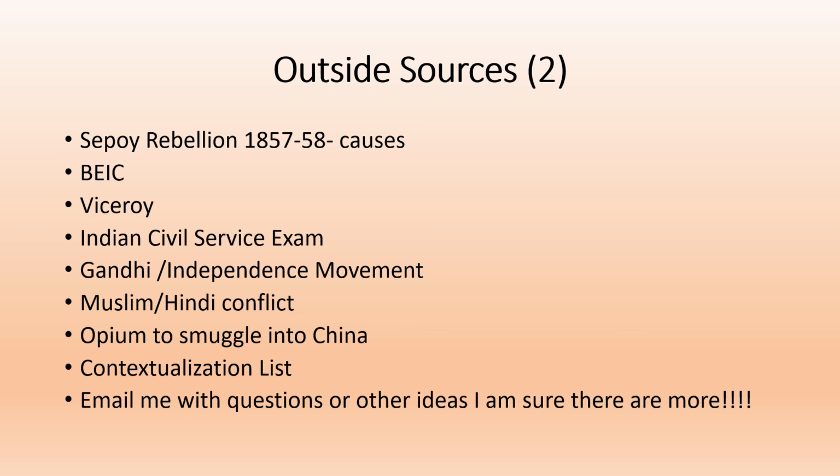So it is possible with outside source to go outside the timeline, to go past 1900 if you wanted. That's where Gandhi, the independence movement, and the Hindu-Muslim conflict come in. You could go past that, or go a little bit beyond, like opium, because India was the source of the opium, and you could tie that in as well. Or if you came up with something that I missed, you could always email me and double check, because I'm sure there are things I missed. I do sometimes. Any questions?